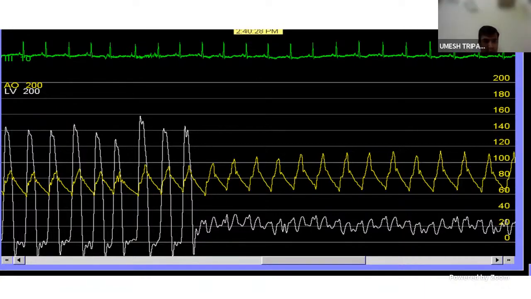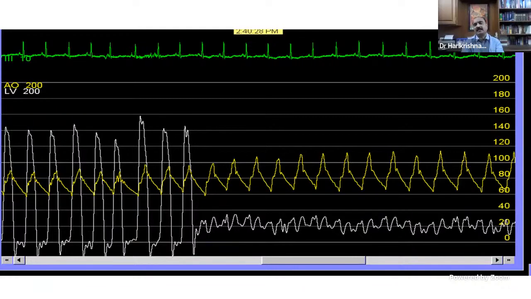Fixed or dynamic? Slow rise. I think it's fixed. Fixed obstruction. Okay. And what is happening in the other? What is the pullback? There is a slight pullback from where to where? It's a pullback from the proximal aorta to the distal aorta.